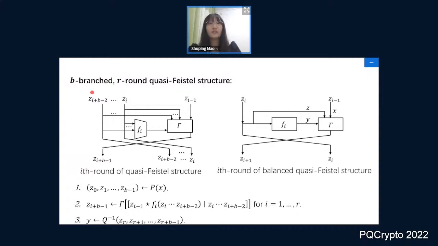And we introduce the b-branch r-round quasi-Feistel structure. For the input x, P and Q are permutations. For the input x equals x1, x2 to xb, we can calculate z0, z1 to zb minus 1 by calculating P(x). And we can calculate z(i+b-1) as z(i-1) and z(i) to z(i+b-2) and f_i of z(i) to z(i+b-2). And we get the output y as the inverse of Q applied to z(r+1) to z(r+b-1). We call a quasi-Feistel structure balanced if b equals 2 and unbalanced if b is greater than 2.